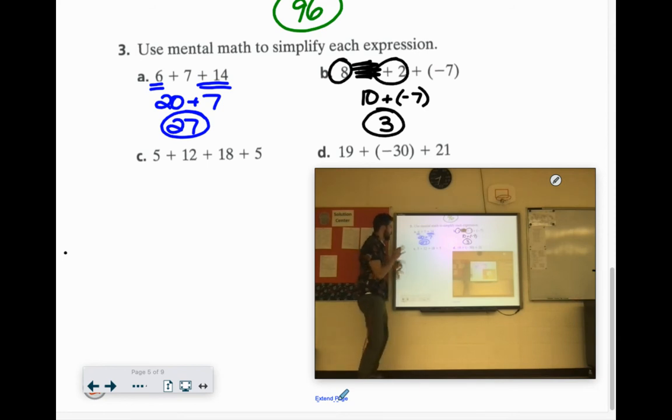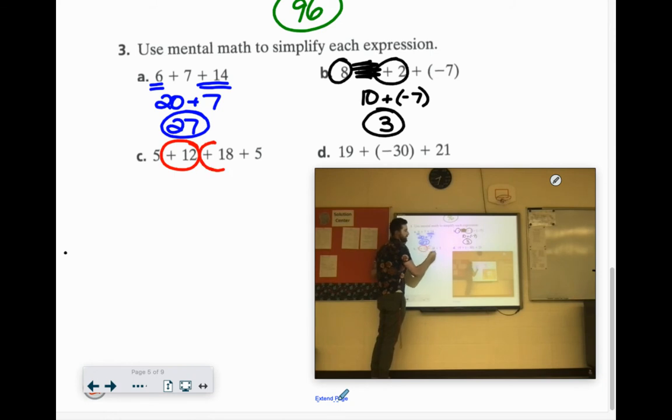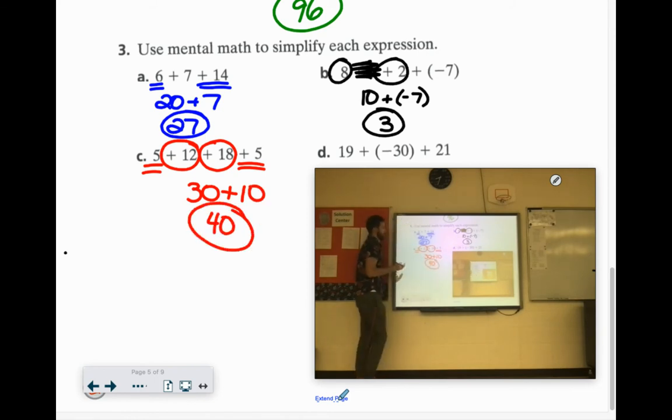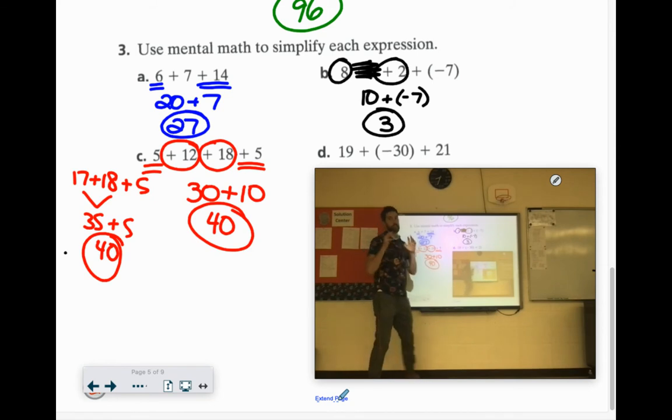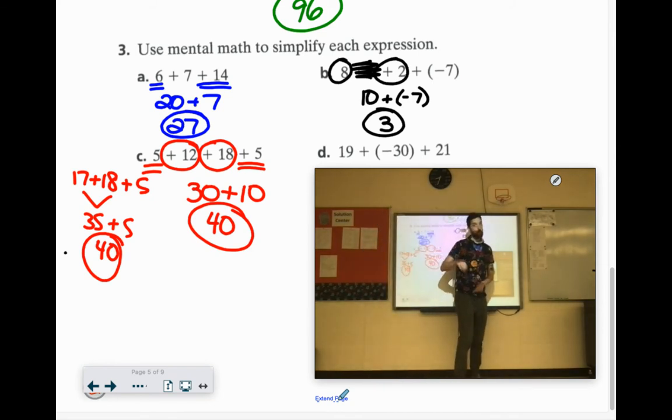Here, let's see what we can associate together. Ooh, 12 and 18. I know that 2 and 8 give me 10. So 12 plus 18 would give us 30. I also have this 5 and 5, which would give me another 10. So 30 plus 10 gives us 40. If you went left to right, 5 plus 12 is 17. 17 plus 18 is 35. 35 plus 5 is 40. This is just another tool to add to the old tool belt.